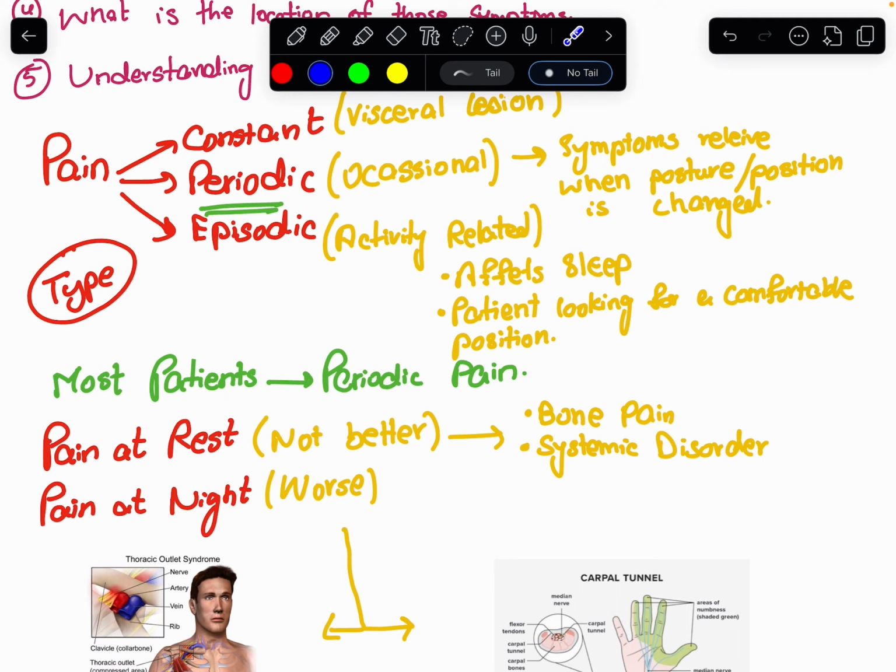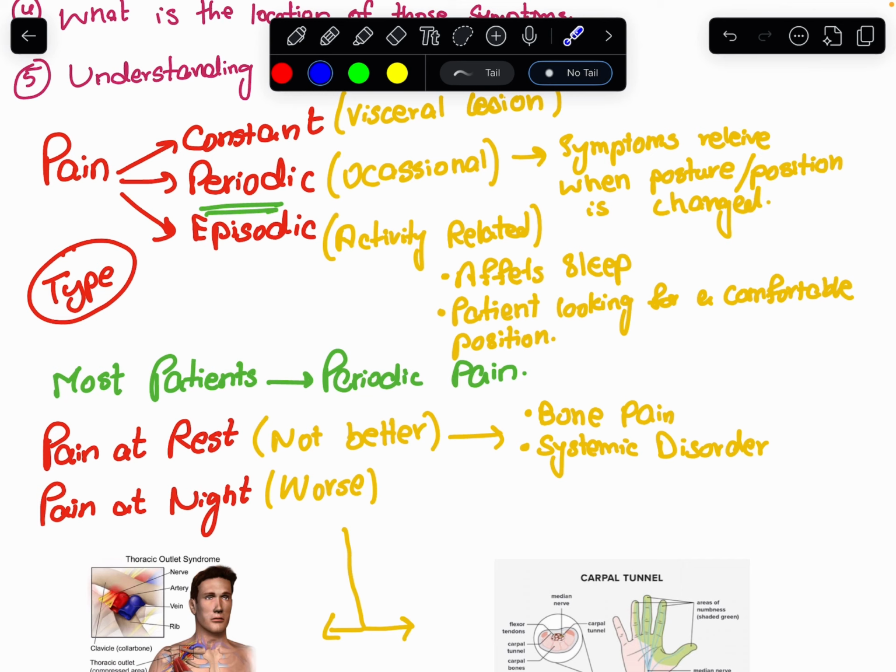Okay, the next thing that you have to look into is whether the pain is at rest or at night. That is very important because this tells you further information. Now, if the pain is at rest and it is still not getting any better, then you can assume that it could be a bone pain, or it could be a systemic disorder, because a bone pain involving a fracture still does not get better at rest. It is still there and it is very strongly there.